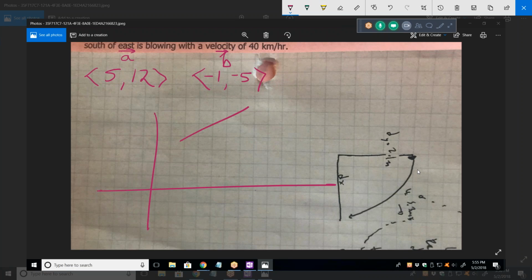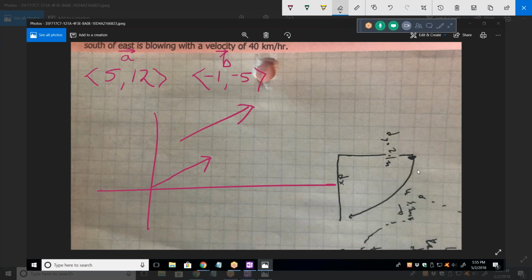That vector right there is identical to that vector right there. In other words, the position in space does not matter. What matters is, is its direction the same and is its magnitude the same?